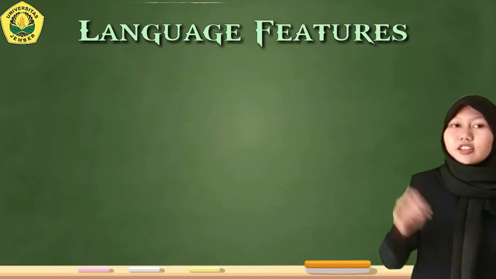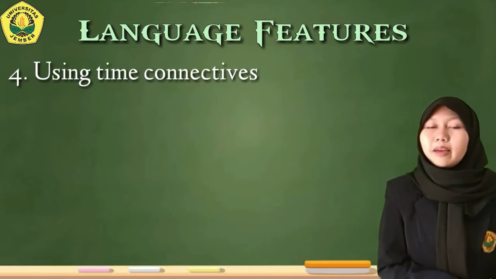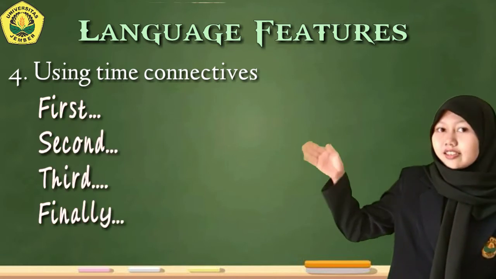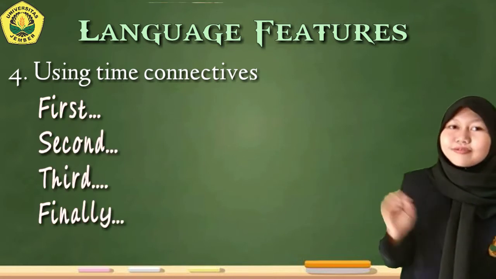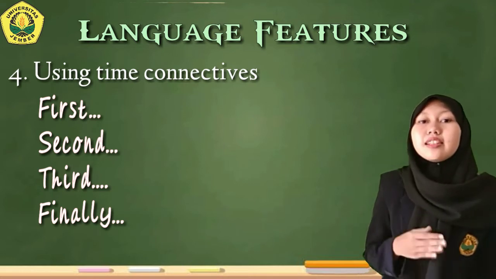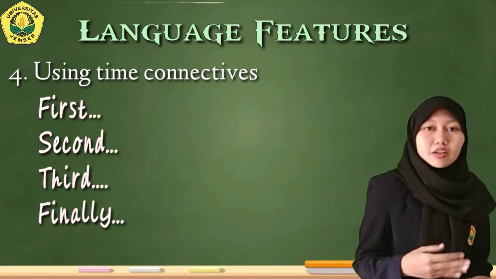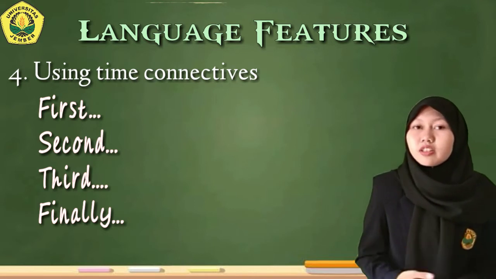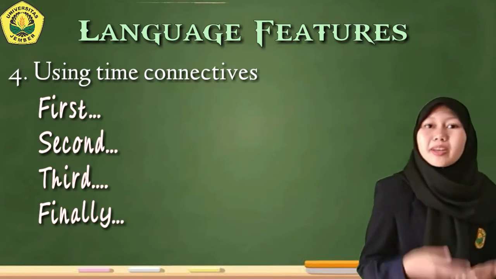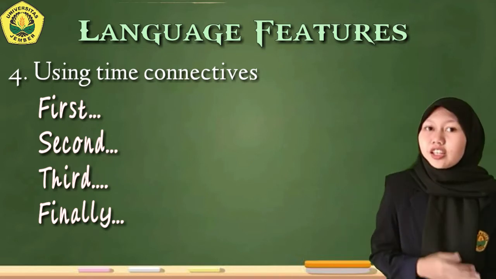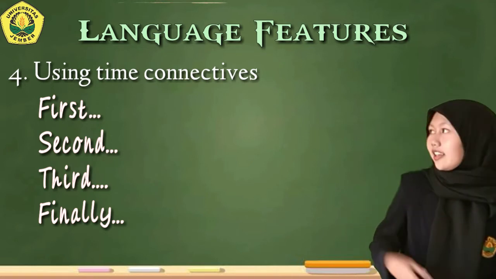The fourth one is using time connectives. Time connectives are words such as first, second, third, etc. until finally. Time connectives make it easier for the readers to see how many arguments they are going to read, how many points the writer provides for them, and how much evidence they are going to discuss in the text.